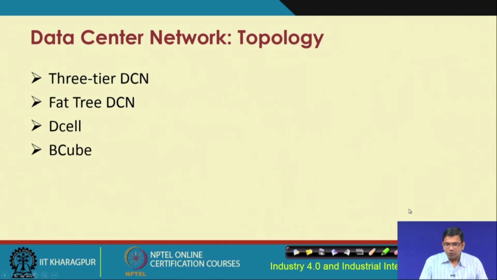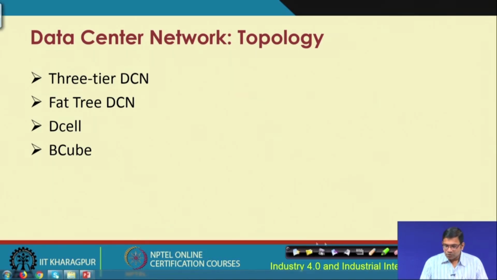There are different topologies that are supported for a data center network. The common ones are the 3-tier DCN, that means the 3-tier data center network, the fat tree data center network, the DCell and the BCube. These are the 4 different data center network topologies that are available.